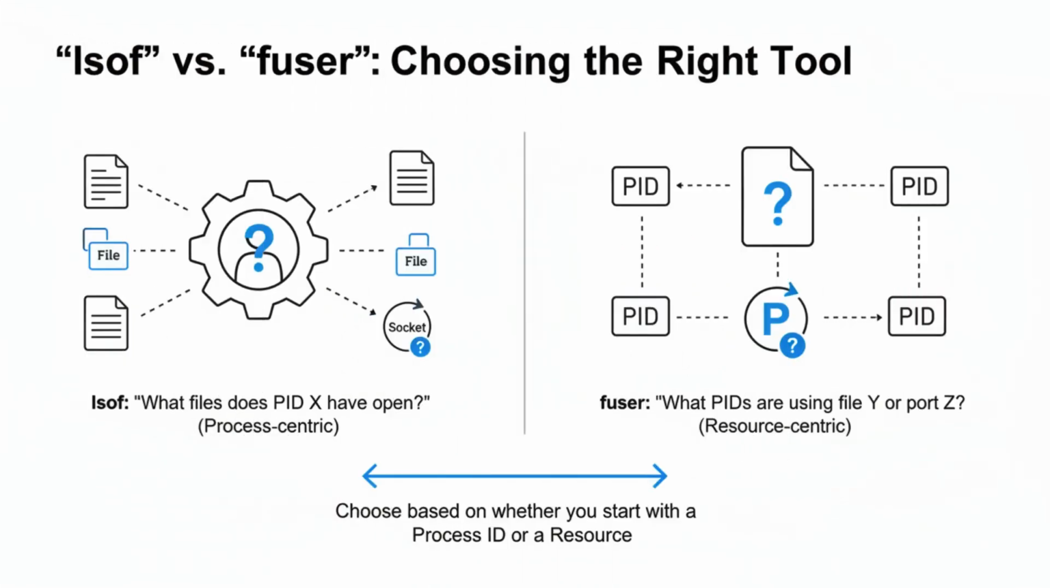So, when do you use lsof and when do you opt for fuser? The distinction is clear based on your starting point. If your question is, what files does PID X have open? lsof is your go-to. You're starting with a process and want to enumerate its associated resources. Conversely, if your question is, what PIDs are using file Y or network port Z, then fuser is the more direct and efficient tool. You're starting with a resource and want to identify the processes interacting with it.